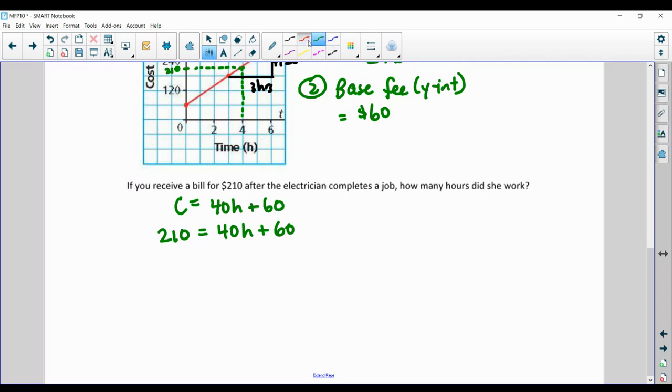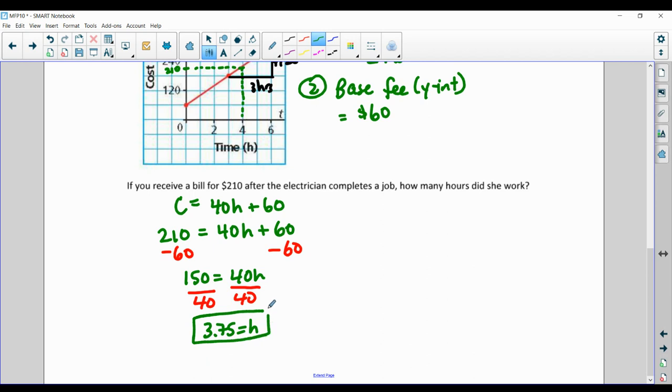I'm going to go ahead and solve this question. So I'm going to subtract 60 from each side so I can start to isolate my H. And I end up with 150 is equal to 40 times H. Then I'm going to go ahead and divide each side by 40. So 150 divided by 40 ends up being 3.75 is H. Now, we've calculated the answer.